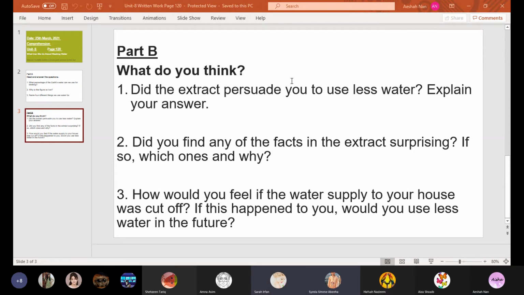Teacher, let's go on to the second. Okay. Yes, girls, have a look at the second question. Did you find any of the facts in the extract surprising? If so, which one and why? Did you find any fun fact there? Any surprising fact?